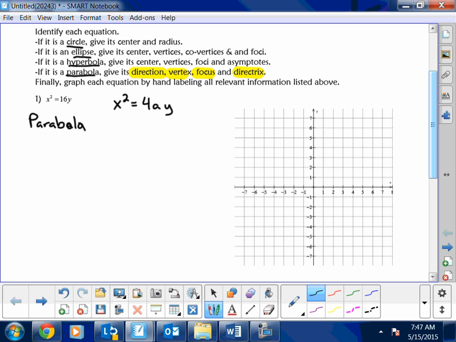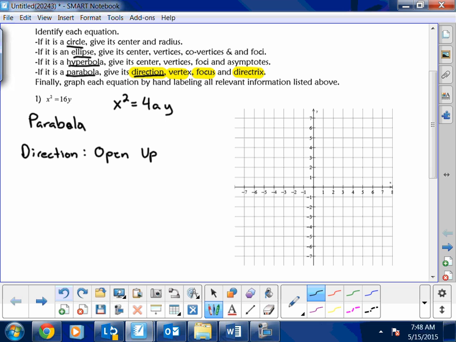Now I just want to point some things out to you. When they're talking about direction, which is the first one we're talking about, this parabola is going to open up. When we talk about direction, you have to ask whether it's opening up, down, or to the side, and this one opens up. How do you know if it's opening down? Down happens if this is negative. That's not the case here.